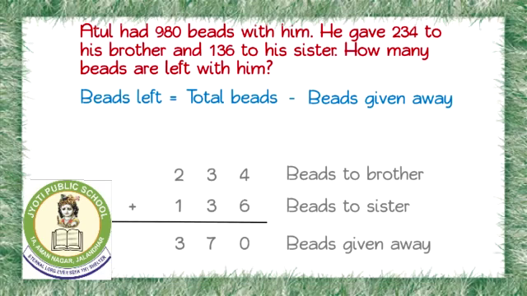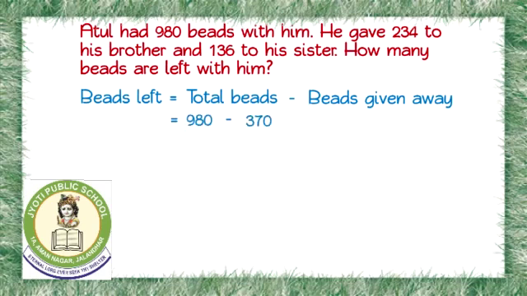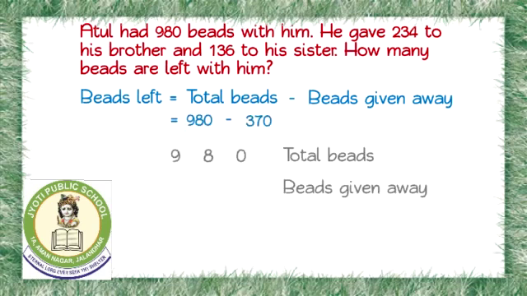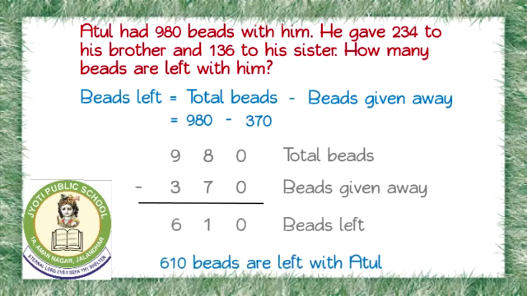Total beads are 980. Now we have to find out the beads left. The total beads minus the beads given away are the beads left. Let's do the subtraction. The beads left are 610.